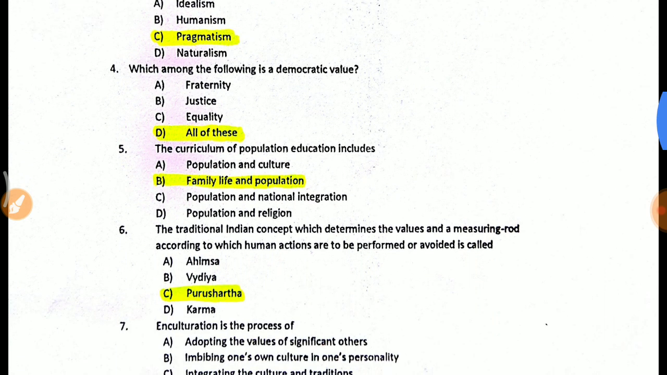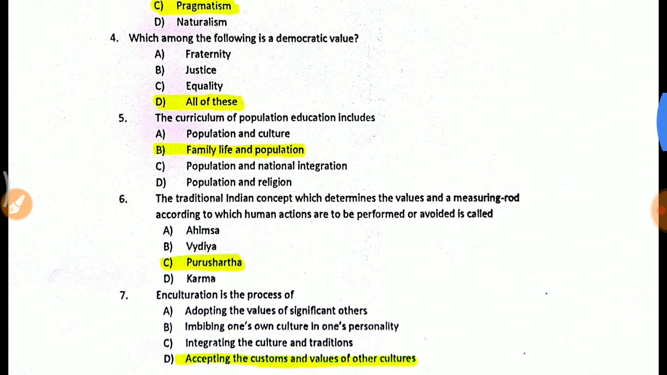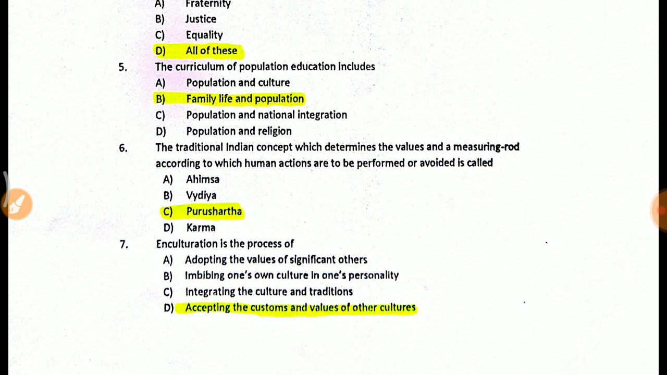Fifth question: the curriculum of population education includes family life and population. Sixth, the traditional Indian concept which determines the values and measuring rod according to which human actions are to be performed or avoided is called Purushartha.